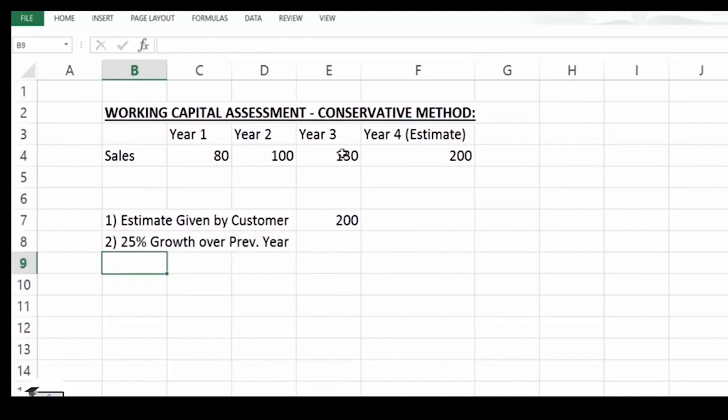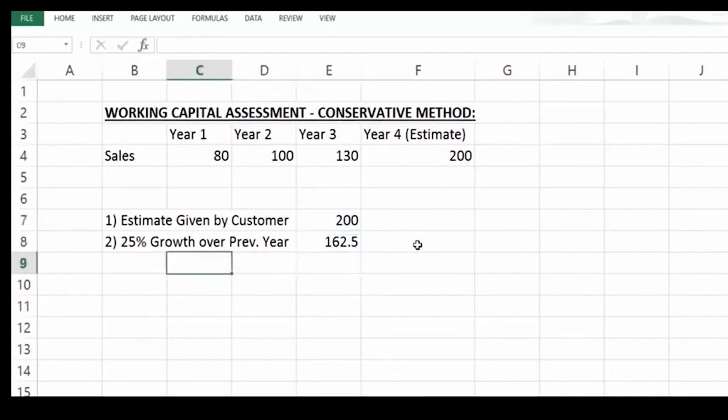It means the previous year is 130, so 130 plus 25%. We can say 130 multiplied by 1.25, which is going to be 162.5. So if this parameter is considered as the estimated turnover, then the turnover has to be frozen at 162.5, whereas the estimate given by the customer is 200. So we have to see whether there is a possibility that this customer would achieve the turnover of 200 million.